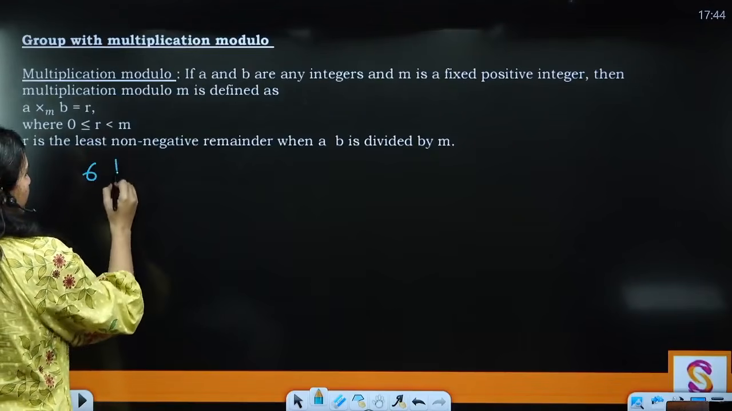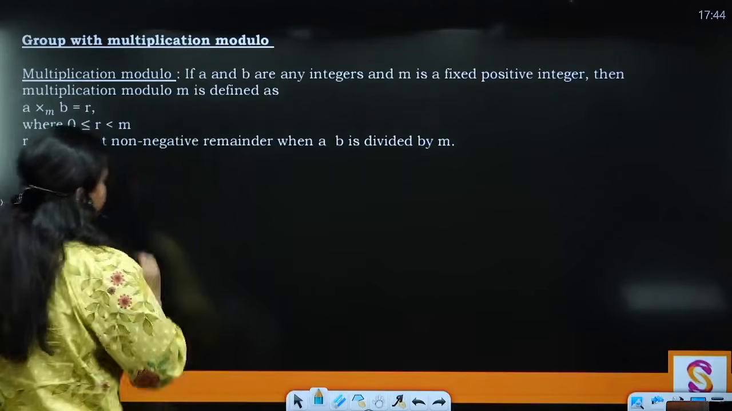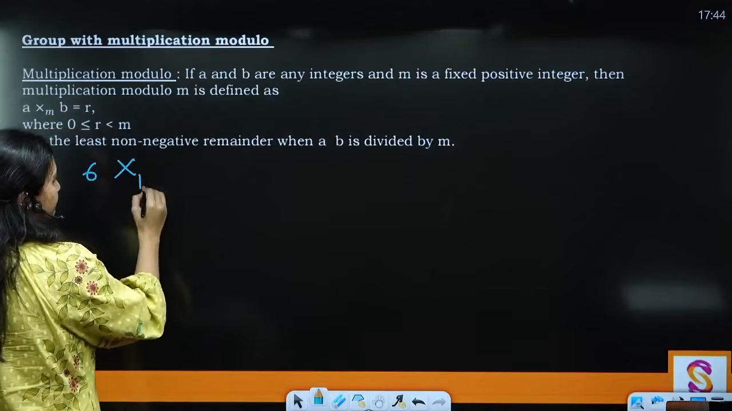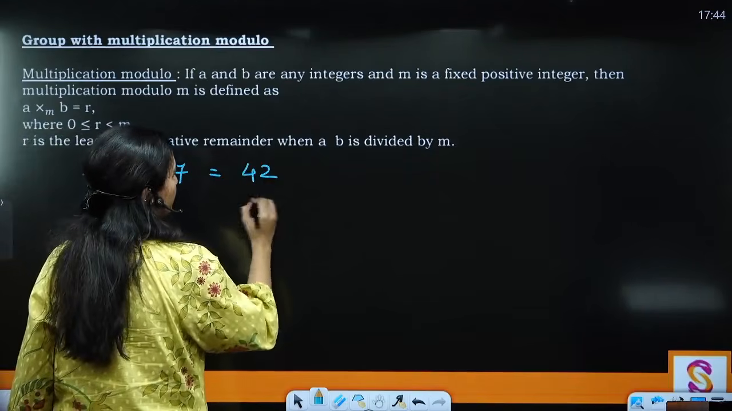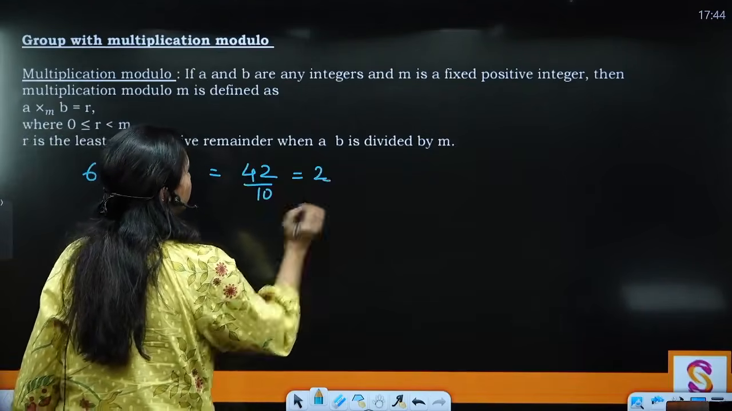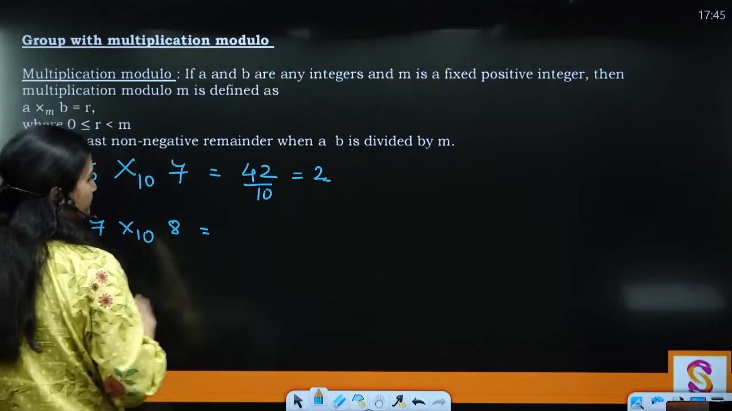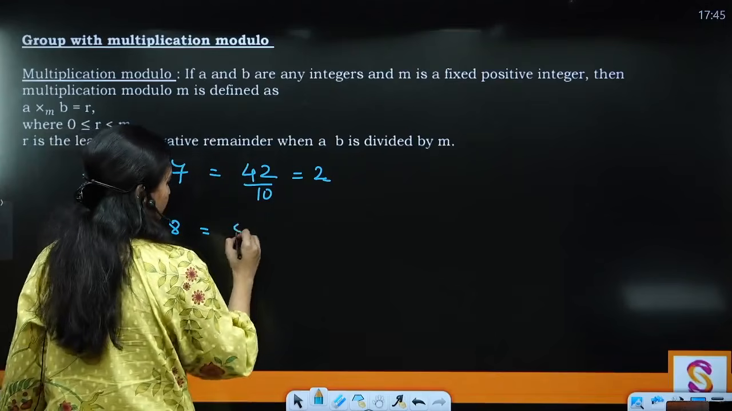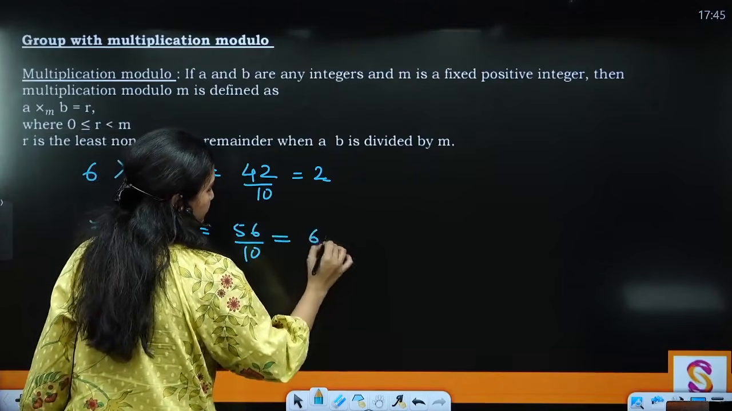6 multiplication modulo, let's say 10. So 6 sevens are 42. 42 when divided by 10 is going to leave remainder 2. Now 7 into 8, 56. So 56 divided by 10 is going to leave you with remainder 6.